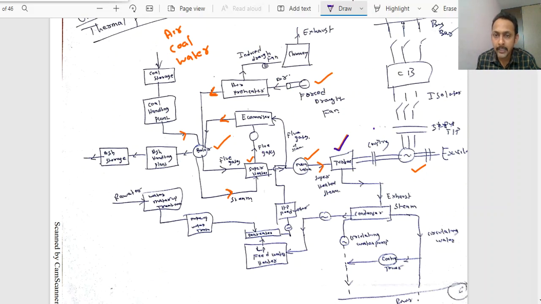So this turbine is a steam turbine. Now the turbine output will be coupled to the alternator or synchronous generator, where we are going to get the electrical energy as the output.